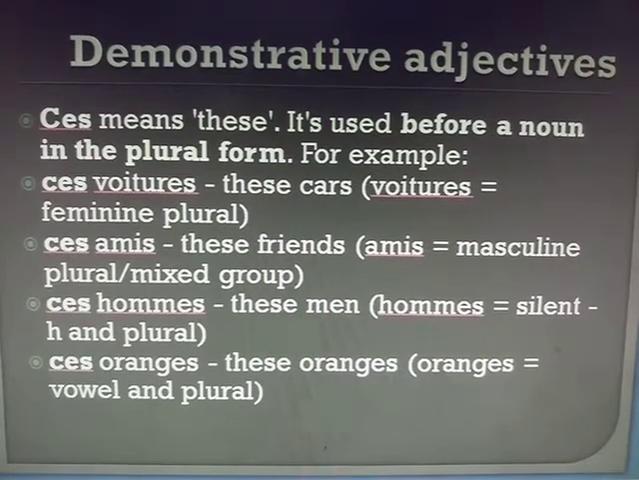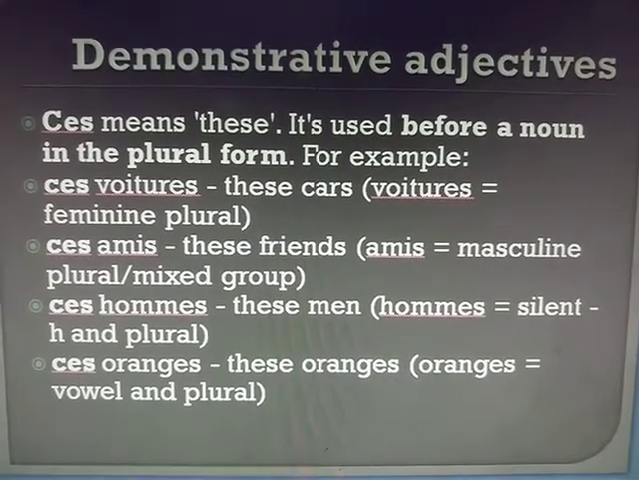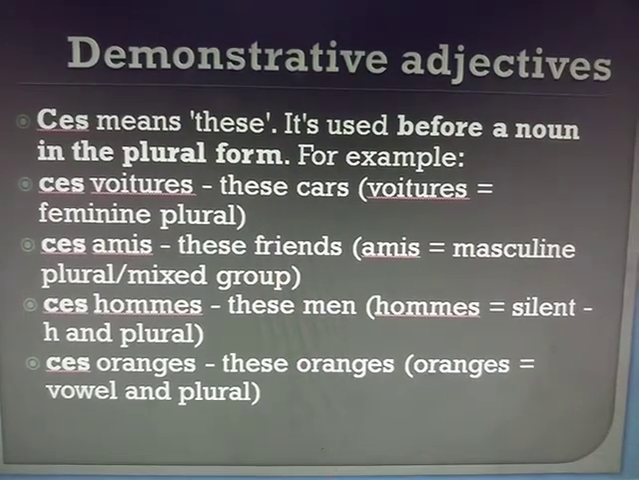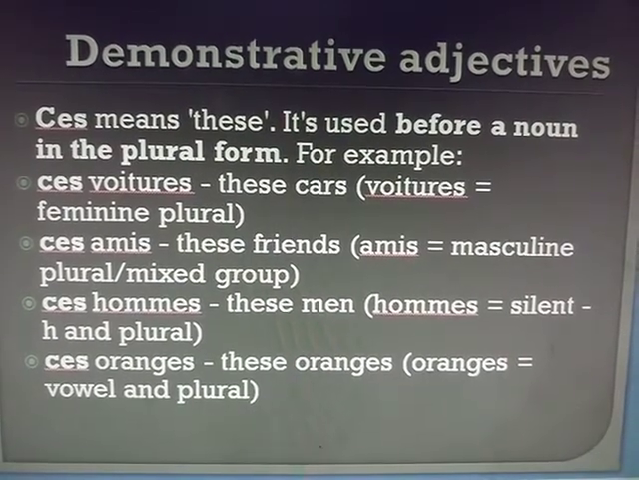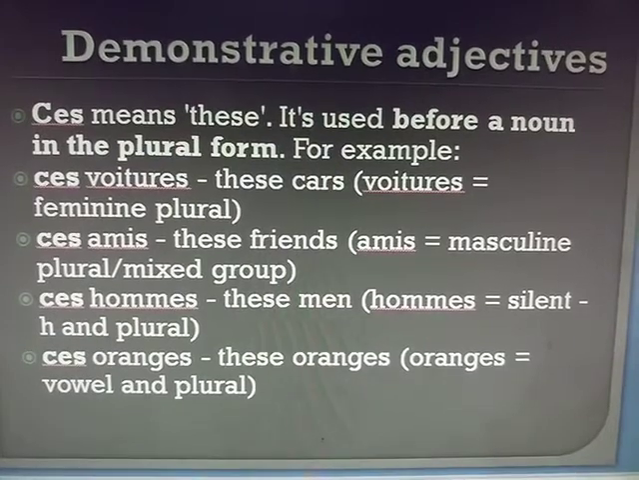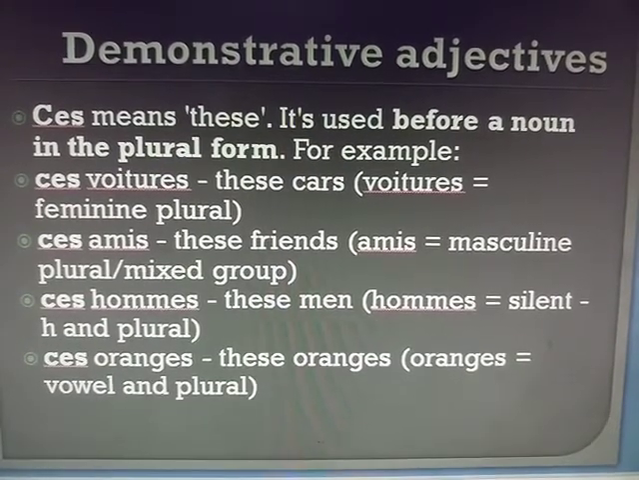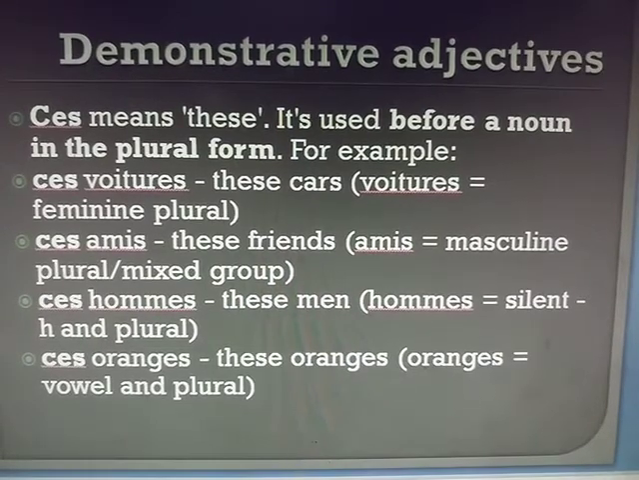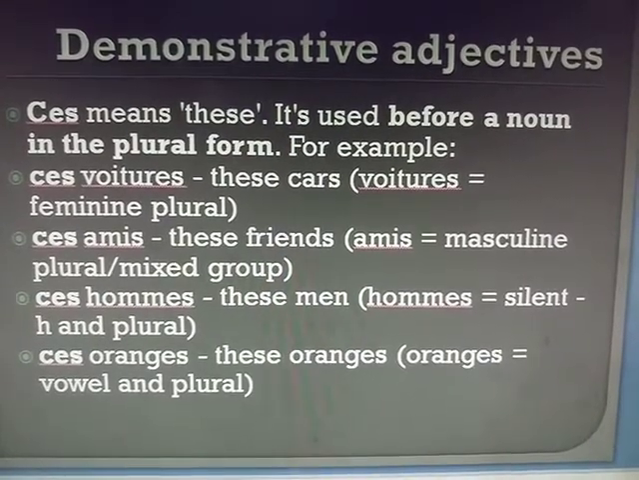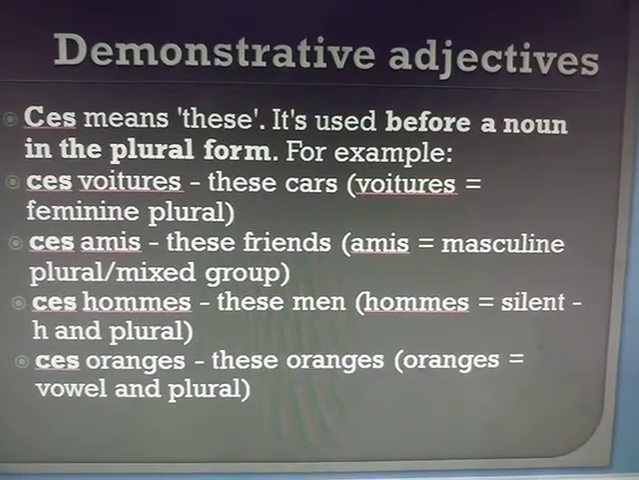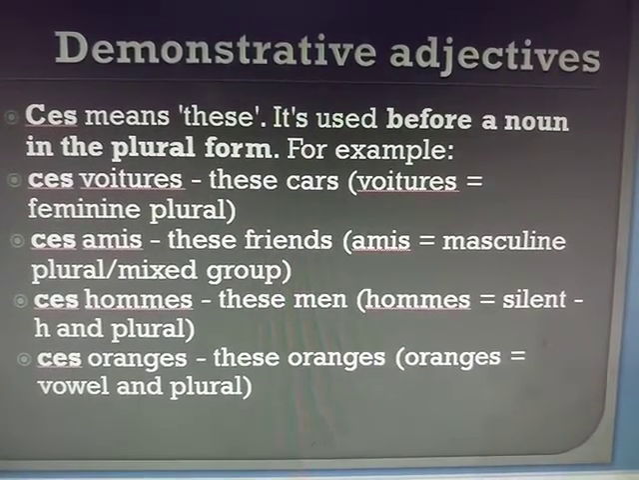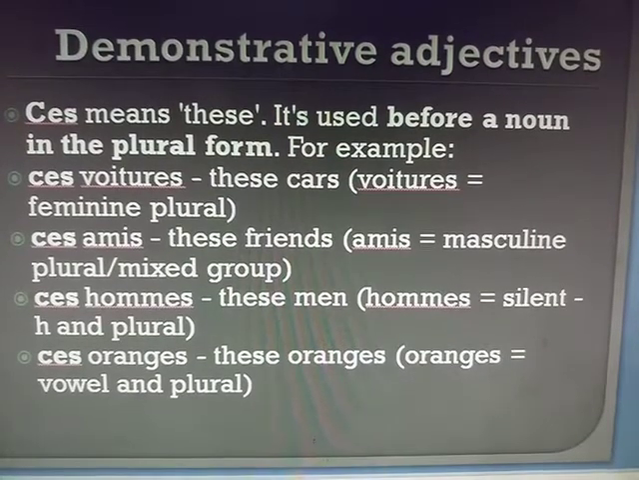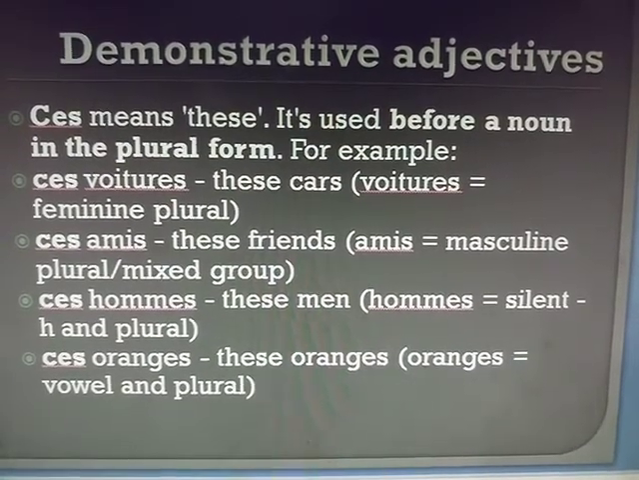In these examples, voiture in the first example is a feminine plural form. In the second, ami is a masculine plural. It refers to a group of friends who might all be male or male and female. Homme is a masculine plural word. Orange is a plural word.